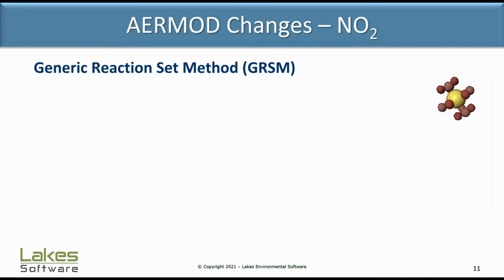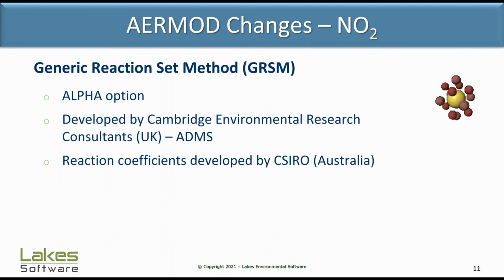The next new NO2 reaction method is the generic reaction set method, or GRSM. It's an alpha option, and it was developed by CERC, the Cambridge Environmental Research Consultants in the United Kingdom. This is the group responsible for the ADMS air dispersion model, to those of you who are familiar with that. The reaction coefficients within GRSM were developed by CSIRO from Australia.